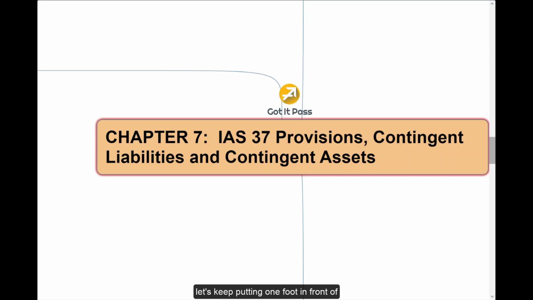Let's stick to the basics. Let's keep putting one foot in front of the other in terms of our learning, and let's move towards success. Little by little is the key. Okay? I hope you found that useful and that your studies are going well.